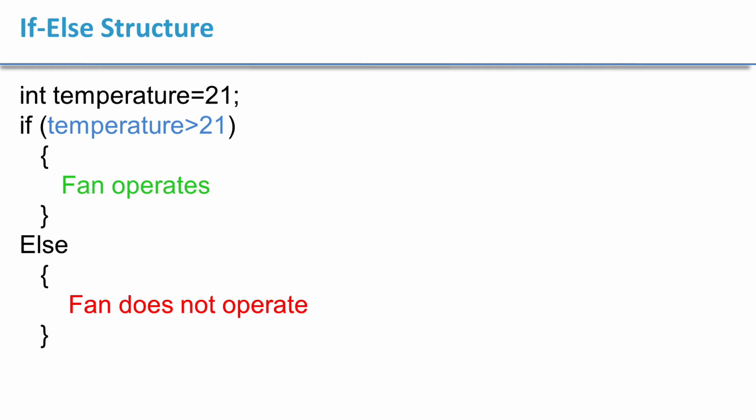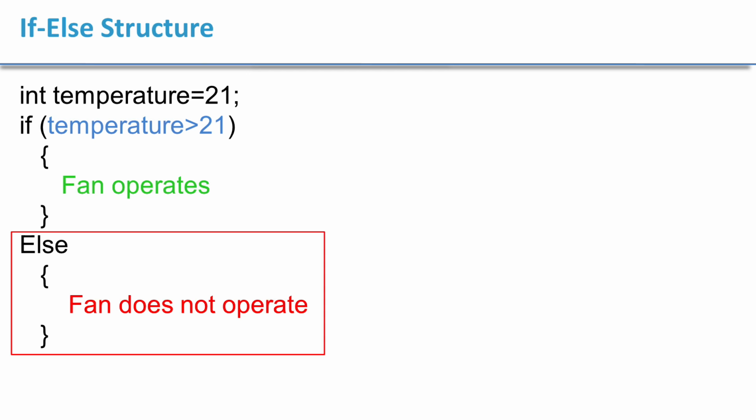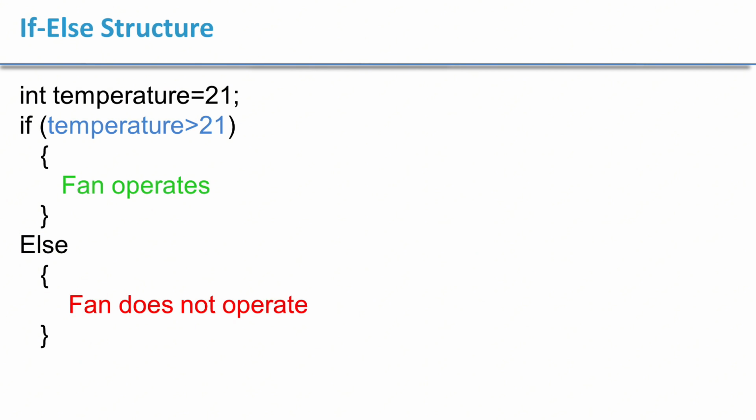For example, let's assume we receive information from a temperature sensor and this information is stored in an integer variable named temperature. We can write the commands here to turn on the fan if the temperature is above 21. If the temperature is not greater than 21, we can write the commands to stop the fan in the else section. So how would I modify it if I wanted to add a condition where the fan runs at half power when the temperature is between 10 and 21 degrees?